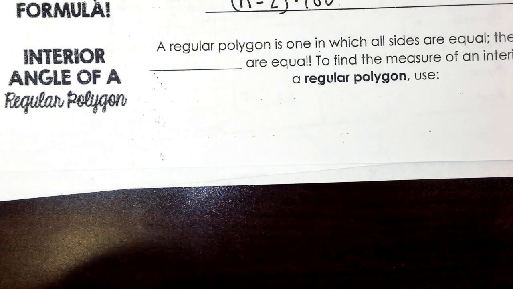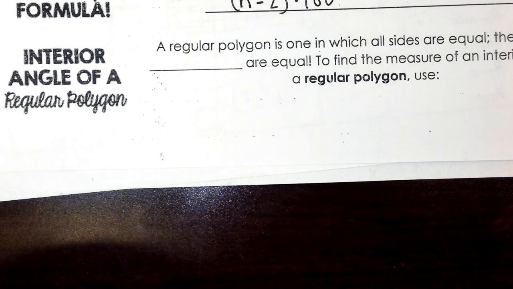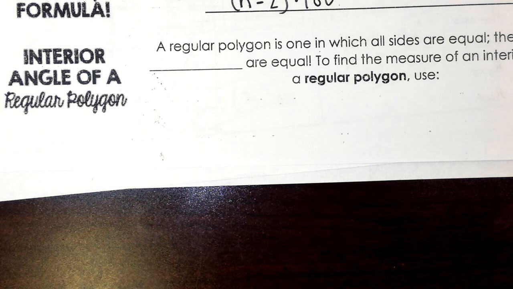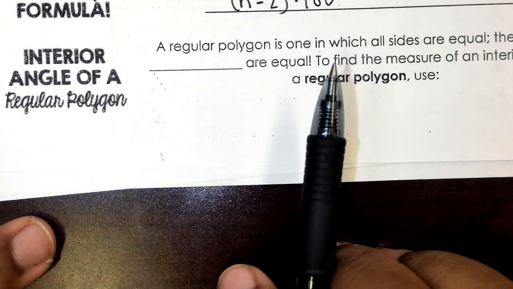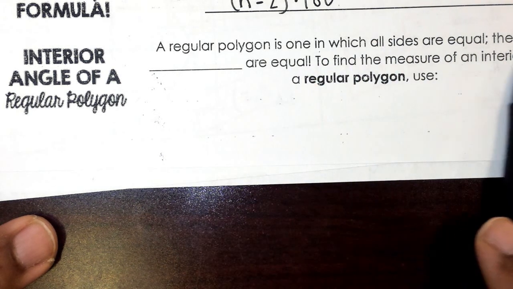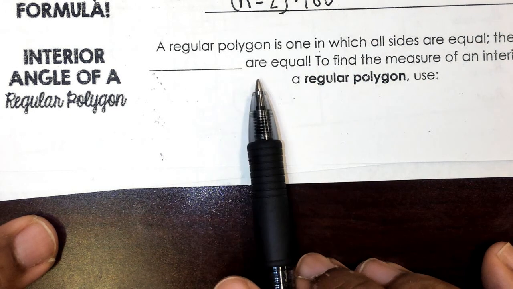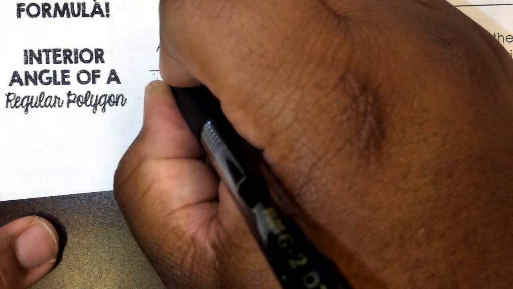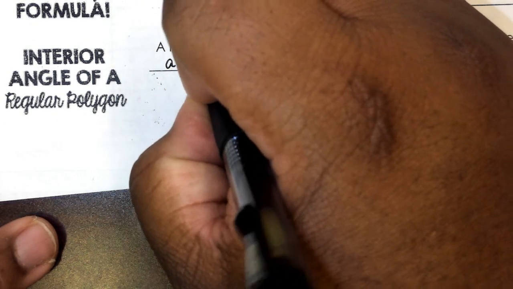Pentagon. If I tell you that's a regular pentagon, anytime I put the word regular in front of something, I'm telling you all the sides are the same. And if that's the case, then your interior angles, except for the rhombus, should all be congruent. So regular polygons, when all sides are the same, therefore all angles are equal.